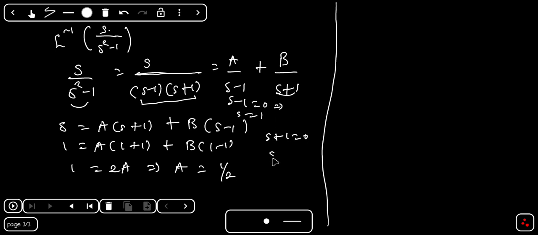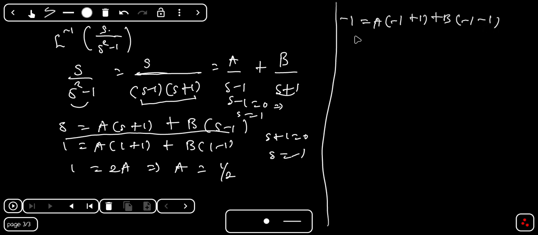So you are going to have s is equal to negative 1. So substitute s to be negative 1 in this equation. So we are going to have negative 1 is equal to a into bracket negative 1 plus 1, then plus b into bracket negative 1 minus 1. So that will be negative 1 is equal to, now negative 1 plus 1 will give us 0.